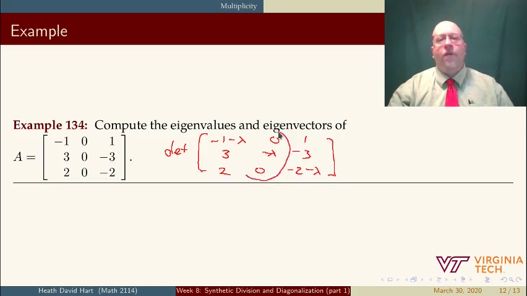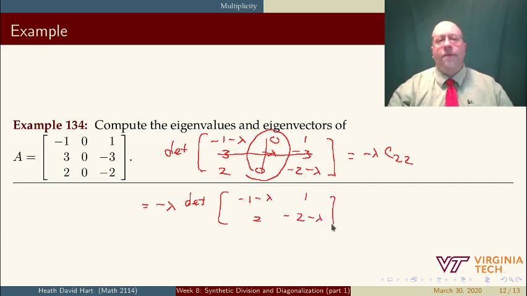And I'll do a cofactor expansion down this column. So this is going to be negative lambda times the cofactor in the 2, 2 position. And that's the same thing as negative lambda times the determinant of this matrix. -1 minus lambda, 1, 2, -2 minus lambda.